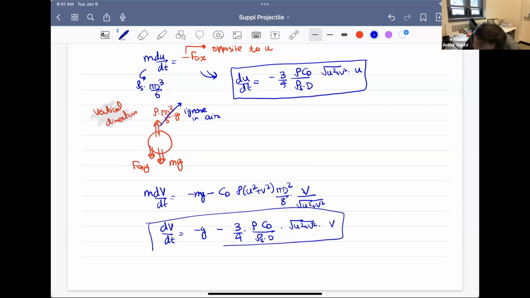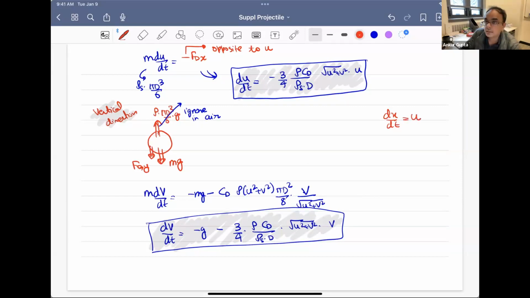So these are the two equations that I get. Obviously, they are more messy. Both of them have u and v in them, but they are those equations. And you finally can say dx by dt is equal to u.